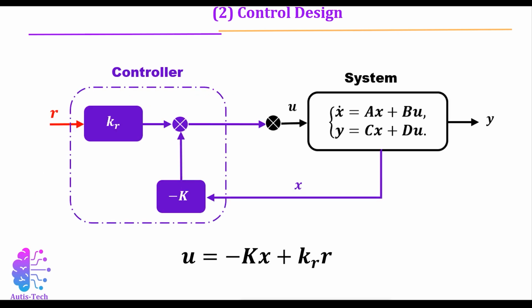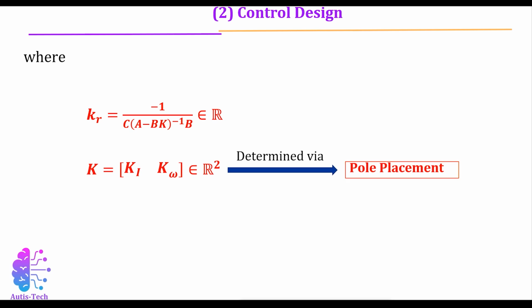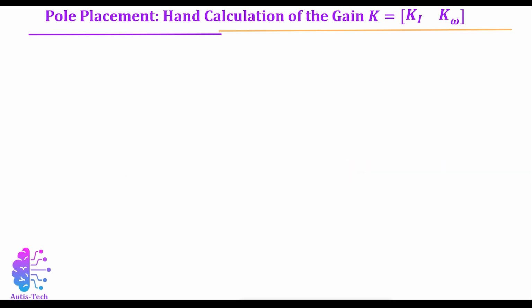This diagram depicts the closed-loop control system employing the state feedback controller. The controller generates the input signal U based on system state X and reference signal R. While the reference scaling gain Kr can be computed from state matrices, the feedback gain K needs to be determined using the pole placement method.